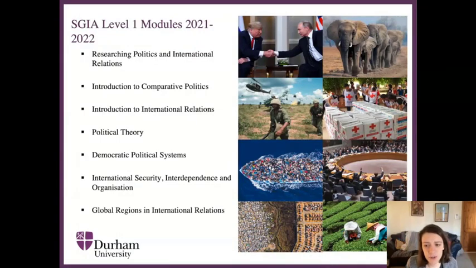And finally, just to touch upon some of the specific modules that you might encounter if you choose to come and study with us at Durham at SGIA: researching politics and international relations. So really talking about the methods that we might use to answer some of these questions. Introduction to comparative politics, introduction to international relations, political theory, democratic political systems, international security, interdependence and organisation, and finally global regions in international relations.